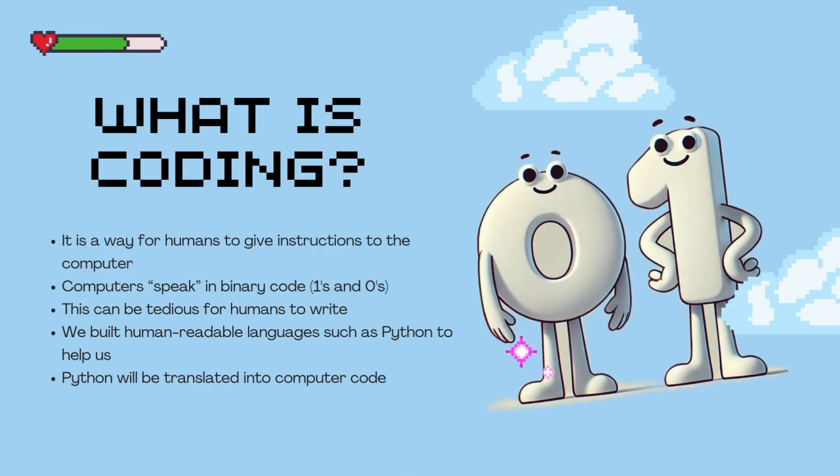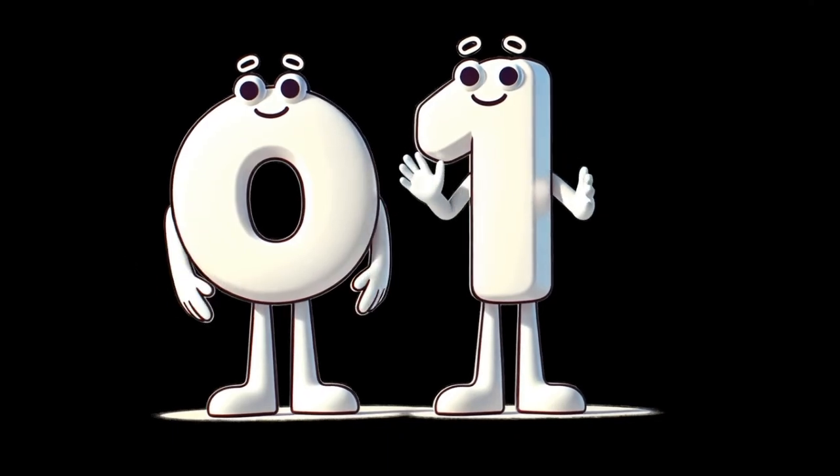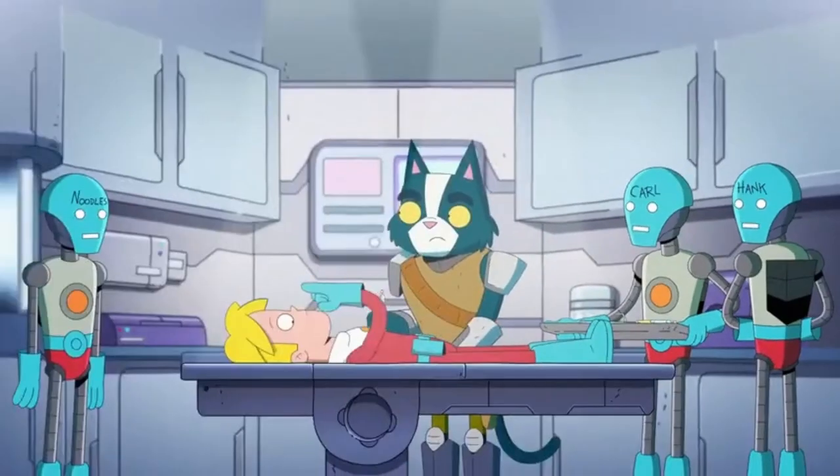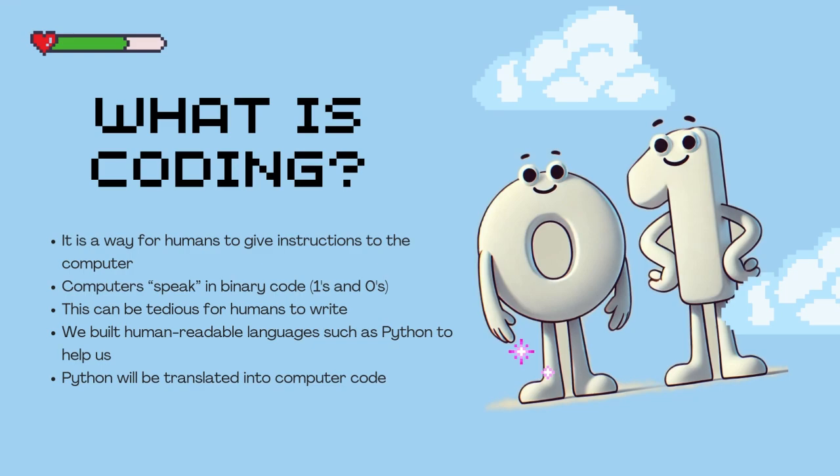So what is coding? It is a way for humans to give instructions to the computer. Computers speak in binary code, ones and zeros. This can be tedious for humans to write, so we built human-readable languages such as Python to help us. Python will then be translated into computer code.